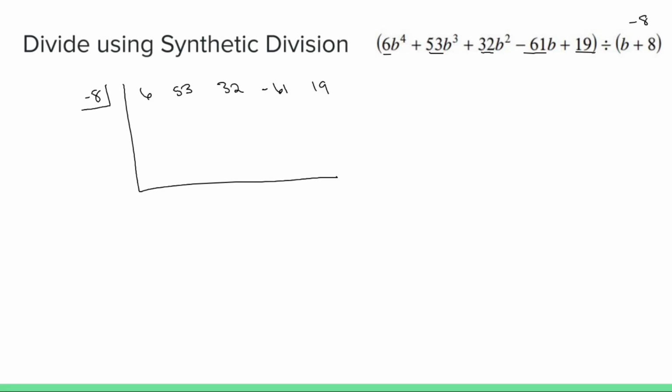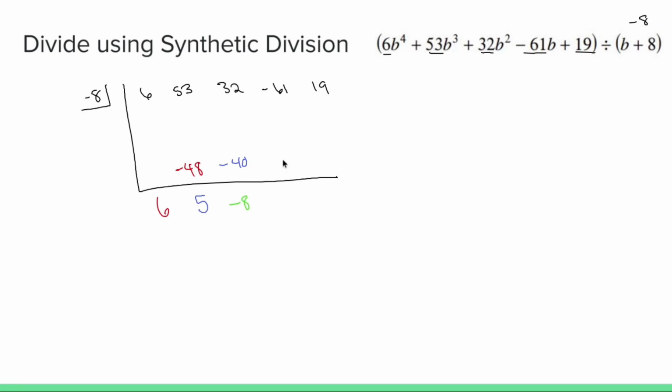Okay, step number 1, always drop down the first number. Take that number, multiply it by your root, and then put it under here. So 6 times -8 is -48. You add these two numbers up, which is going to be 5 in this case, and repeat. 5 times -8 is -40. 32 plus -40 is -8.